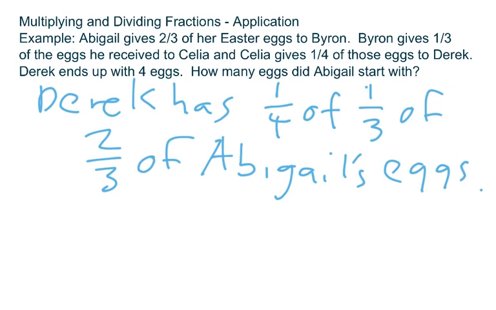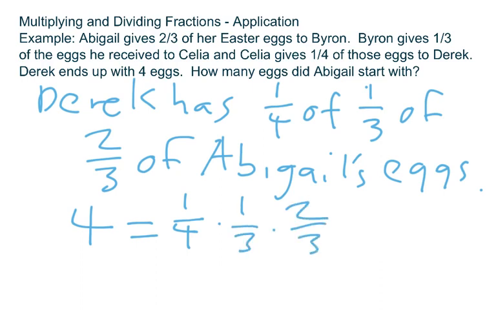Let's translate that using a couple of key words. Has is basically equivalent to an equal sign, and we've seen elsewhere that the word of in the context of fractions represents multiplication. So if we know that Derek ends up with 4 eggs, and that what he has is equal to 1/4 of 1/3 of 2/3 of Abigail's eggs, we would say that those 4 eggs is equal to 1/4 times 1/3 times 2/3 of whatever Abigail has.